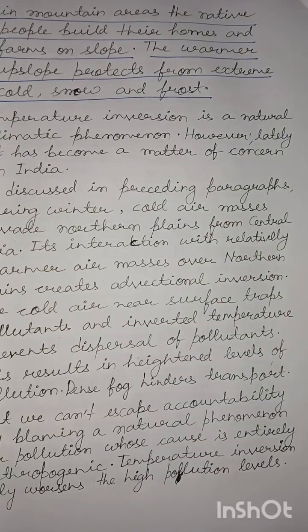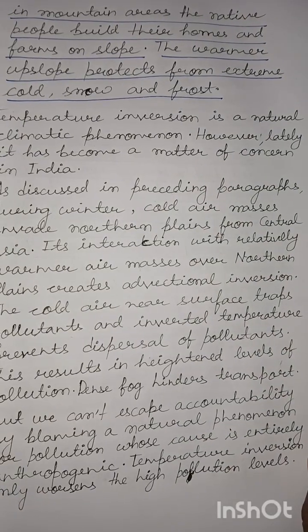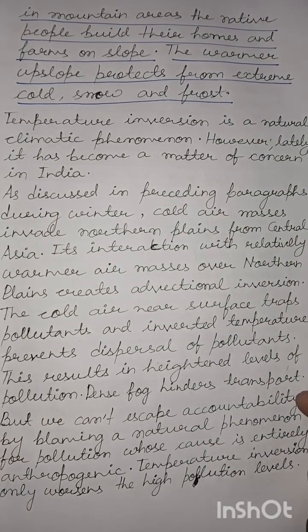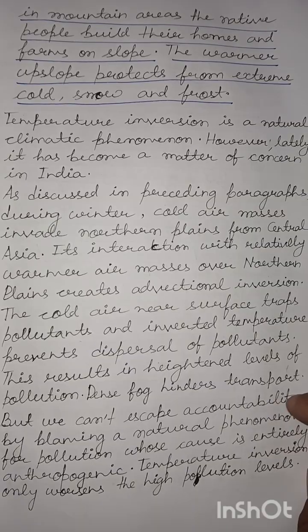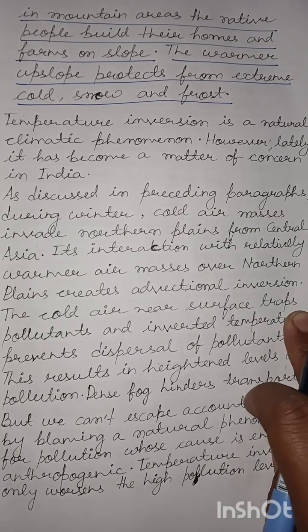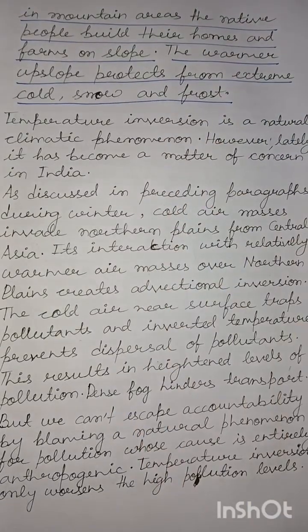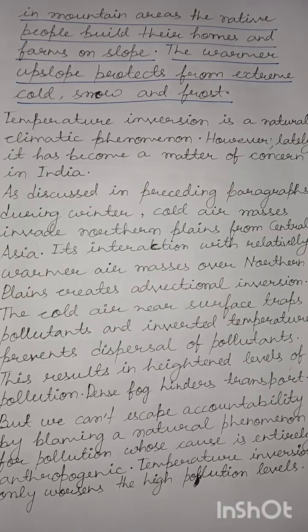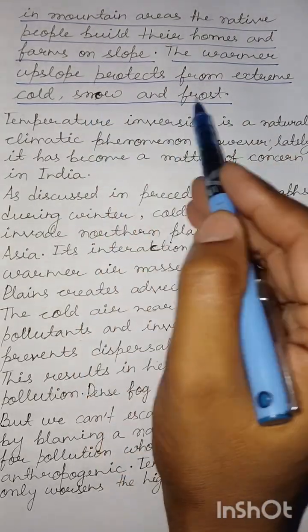So it is not as if temperature inversion is always harmful. In this case, at least, we have seen that the native mountain people are wise enough to take help of temperature inversion to build their homes and farms on the upslope, to benefit from the warmer air and to protect from cold, snow and frost.